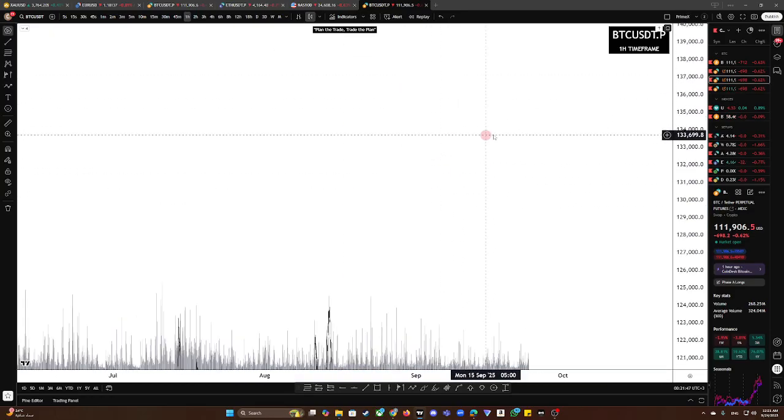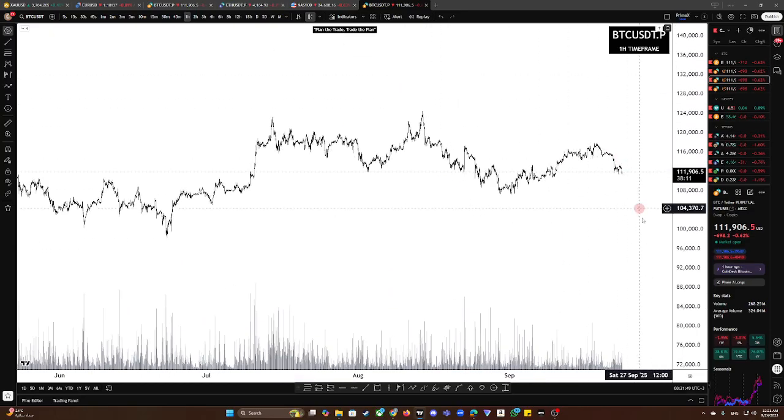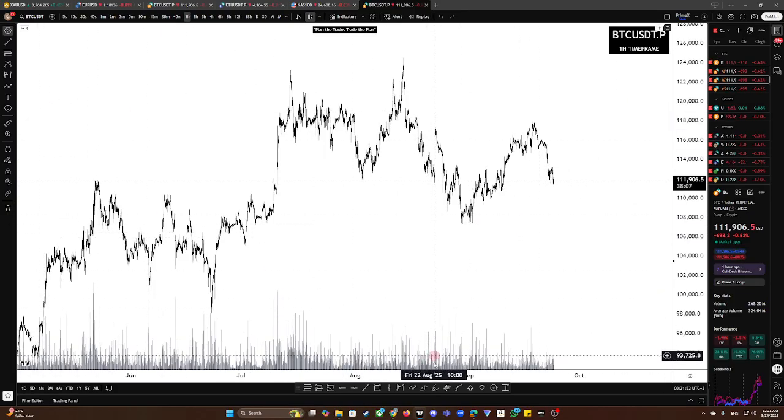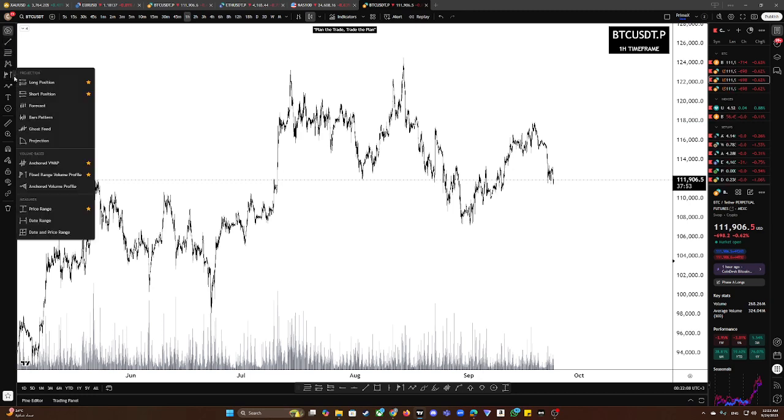The unfortunate part is it requires a premium subscription with TradingView if you want to use the volume profile, and you can find it from here. So basically the fourth or fifth button down, you just click on the arrow, and then you will find the fixed range volume profile, and this is the volume profile you are looking for.